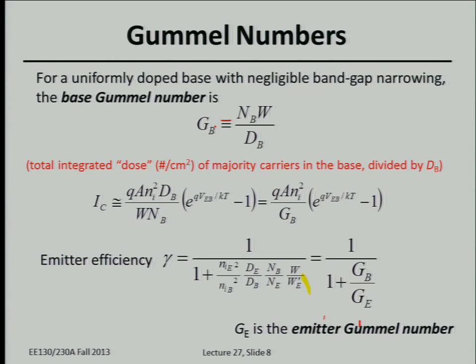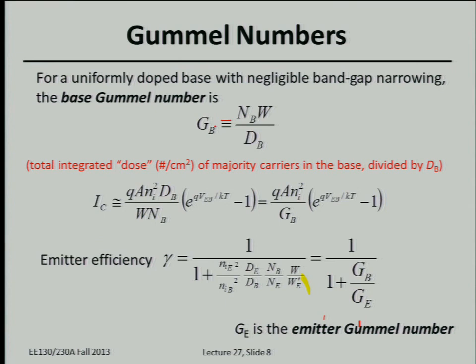you can see that the collector current depends on the Gummel number. Okay? So qualitatively, the larger the Gummel number in the base, the worse your collector current for a given base to emitter voltage. In other words, you don't want to have a lot of dopants in the base if you want to have high current gain.